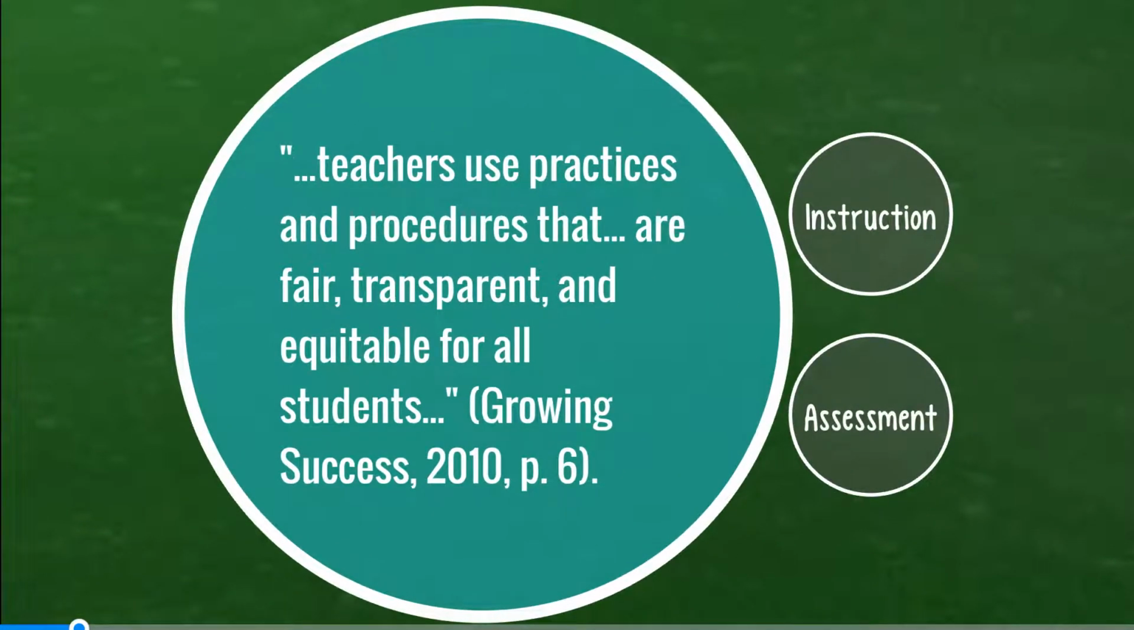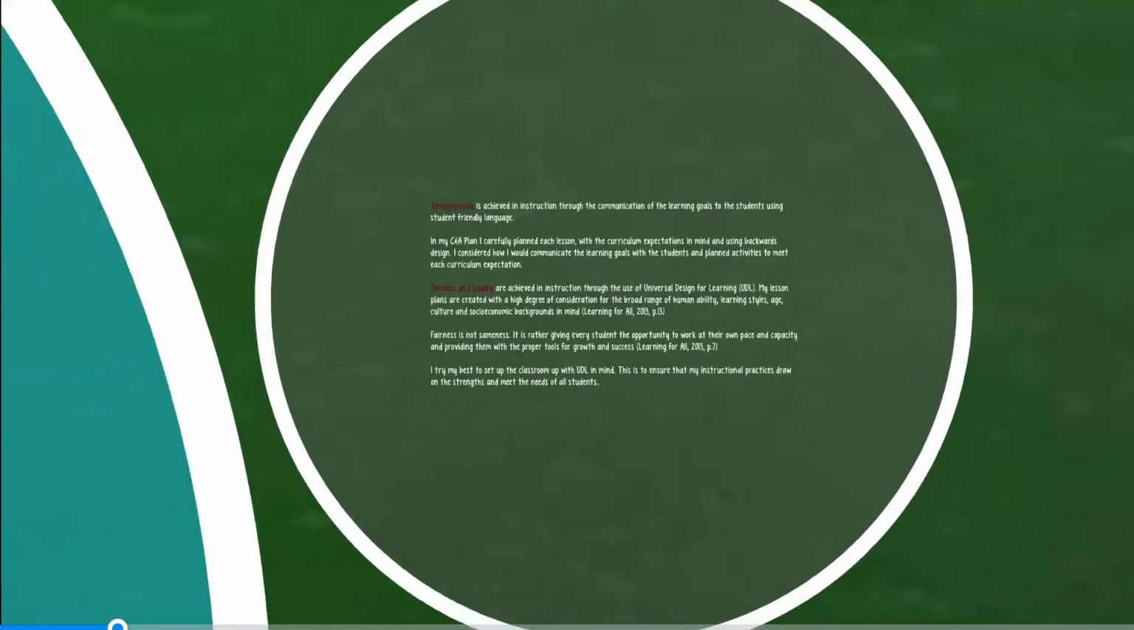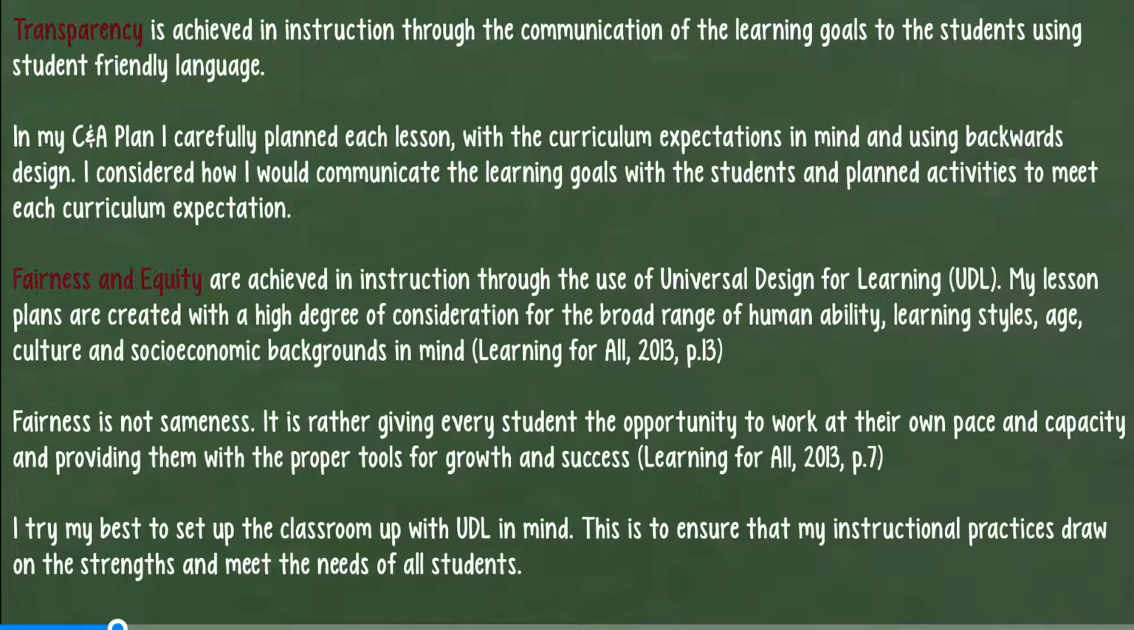Fundamental principle number 1. Transparency is achieved in instruction through the communication of the learning goals to the students using student-friendly language. In my curriculum and assessment plan, I carefully planned each lesson with the curriculum expectations in mind using backwards design. I considered how I would communicate the learning goals with the students and planned activities to meet each curriculum expectation.